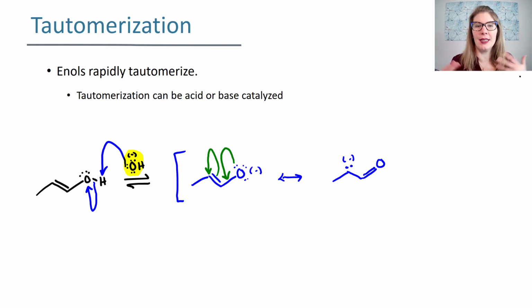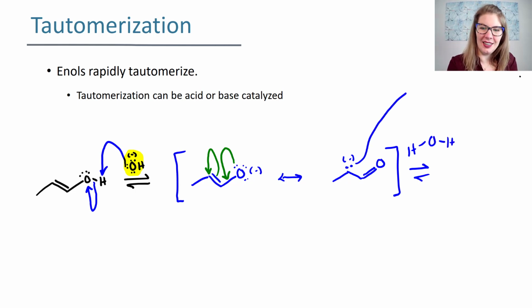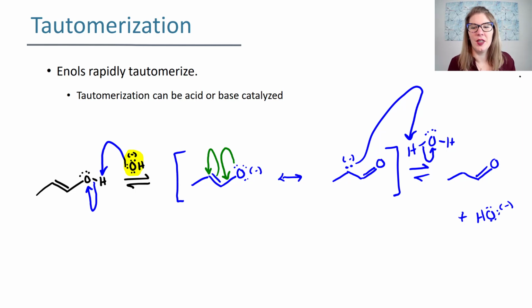Because this is a base catalyzed process, we need to end up with base at the end. In order for us to do that, something has to pull off a proton from water. And you know what's going to do it is this here. It's going to come around, pull off that proton, do a proton transfer so that you get your final product and you've recreated your hydroxide catalyst.